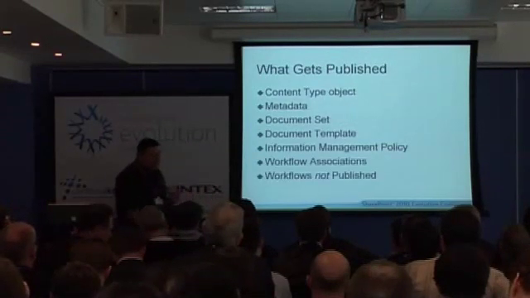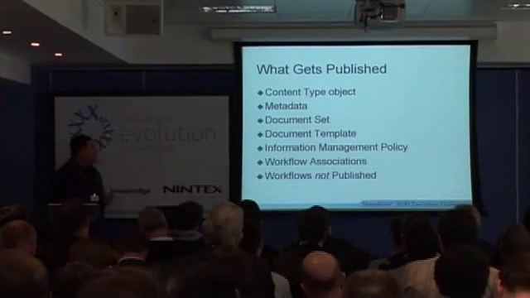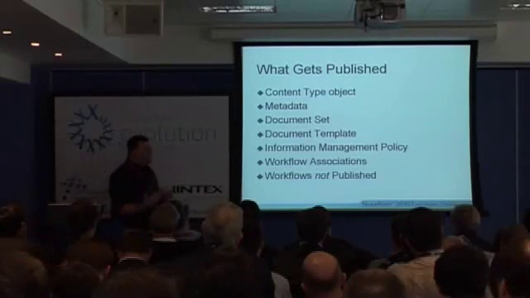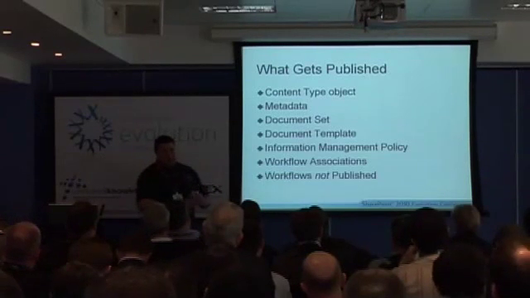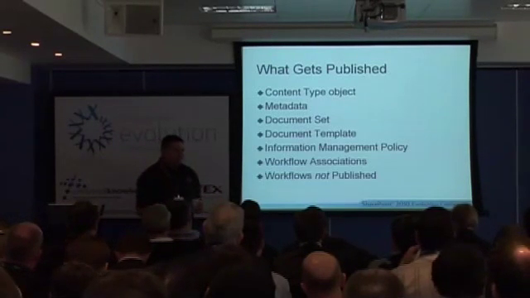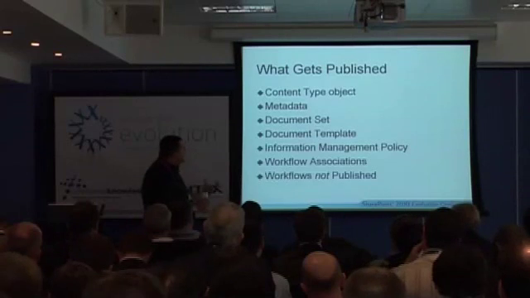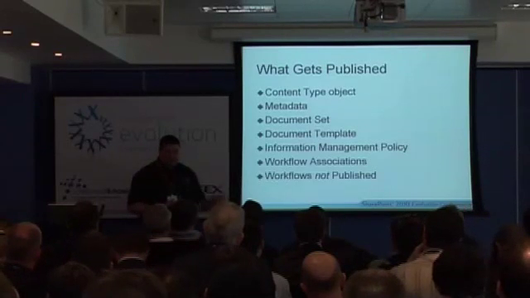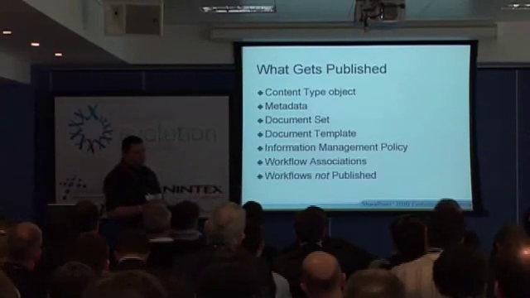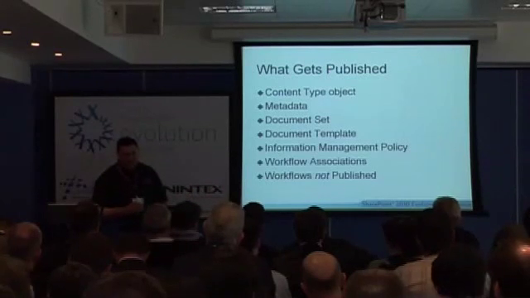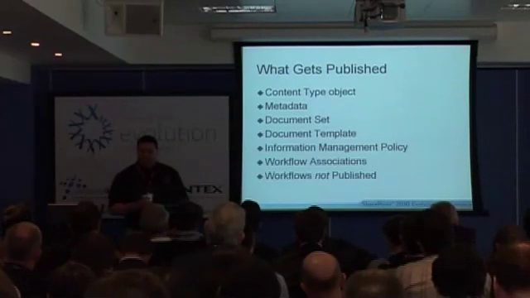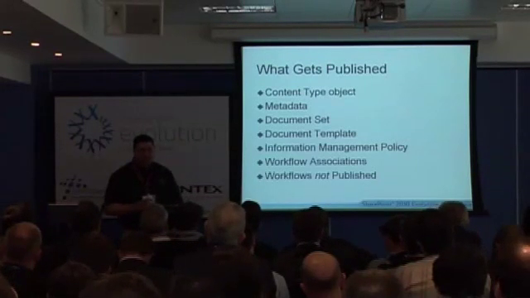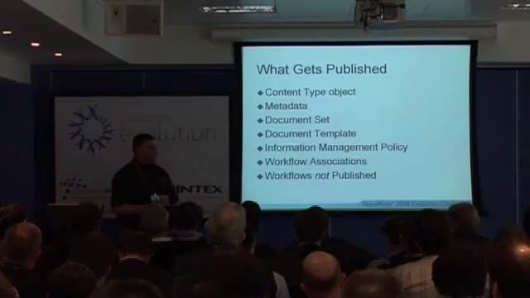Okay, so let's go through this, and hopefully this will explain it a little bit better. So what gets published? I create a content type, I've created it in the content type hub, and I've published it. Okay. What is published is the object itself, so the actual content type, whatever it may well be, a list content type or a document content type, whatever it is. Any metadata profile, so any columns that I've added to that content type, they are published as well. The column settings are published.